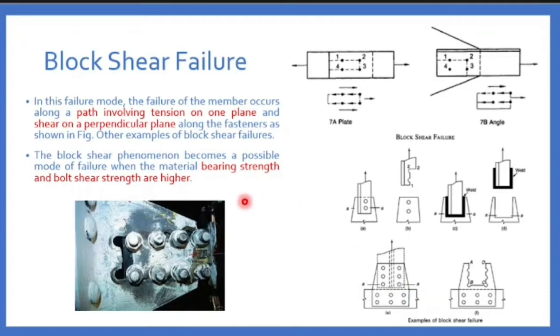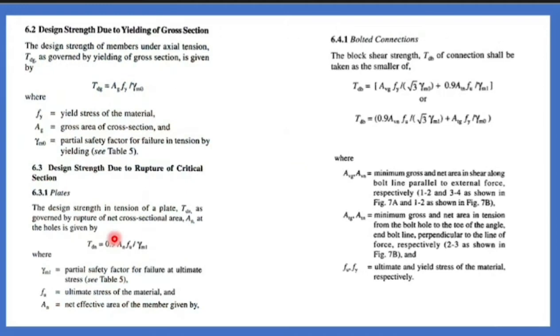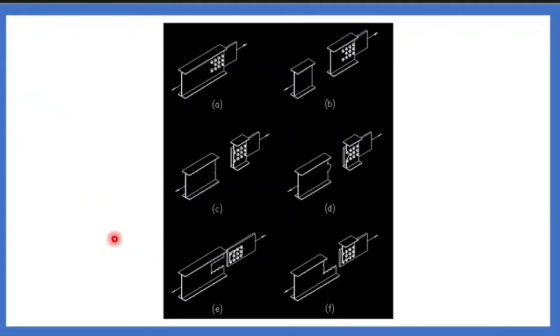This phenomenon is a possible mode of failure when bearing strength and the bolt strength are much higher. If your plate strength is also high, it will not fail. The bolt also is of much higher strength. The only one way of failing is this block shear failure, which will happen in this connecting member. Okay. So this is the final understanding of that.